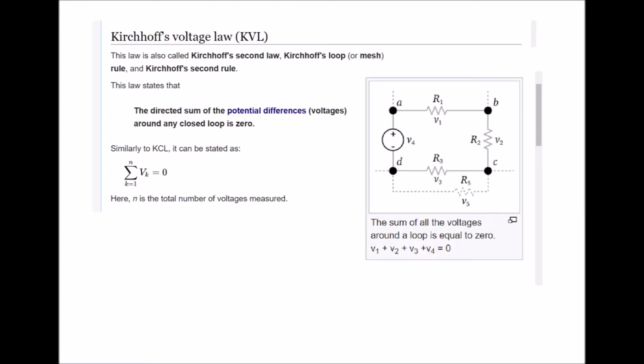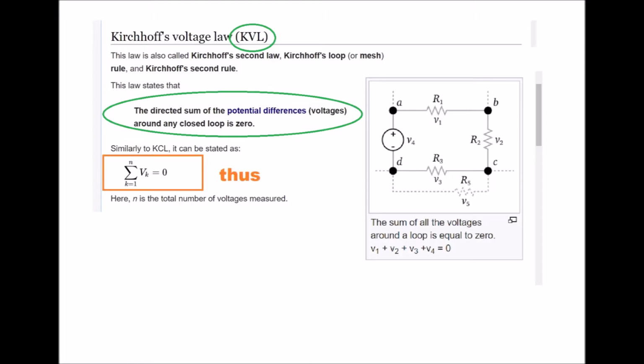Kirchhoff's voltage law, KVL. This law is also called Kirchhoff's second law, Kirchhoff's loop or mesh rule, and Kirchhoff's second rule. This law states that the directed sum of the potential differences, voltages, around any closed loop is 0. Similarly to KCL, it can be stated as thus. Here, N is the total number of voltages measured.